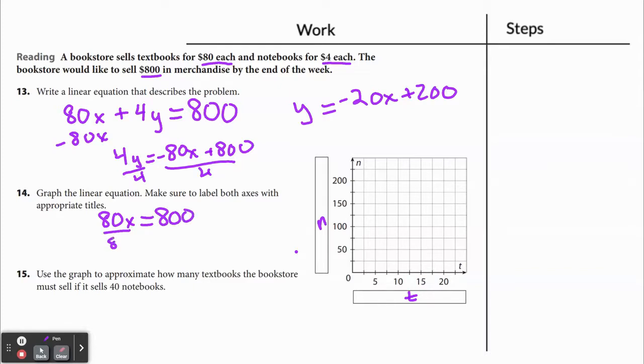So I divide both sides by 80, and x gives me 10. So that means that is my x-intercept when x is equal to 10.